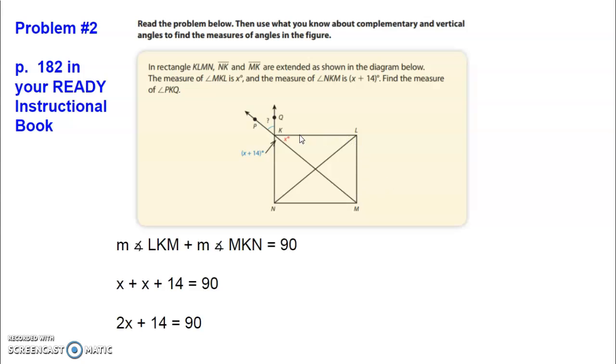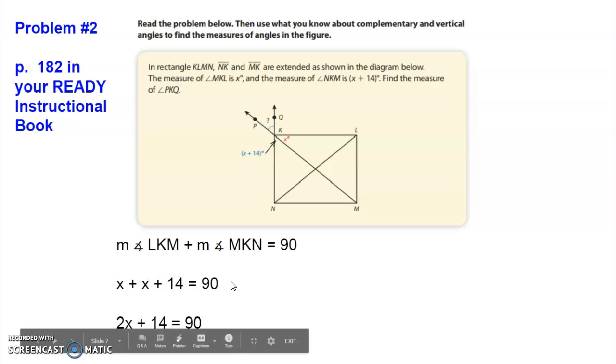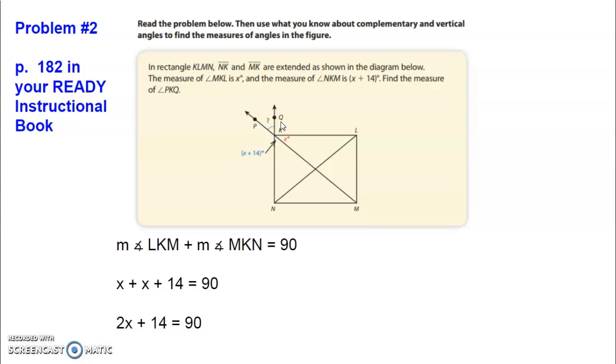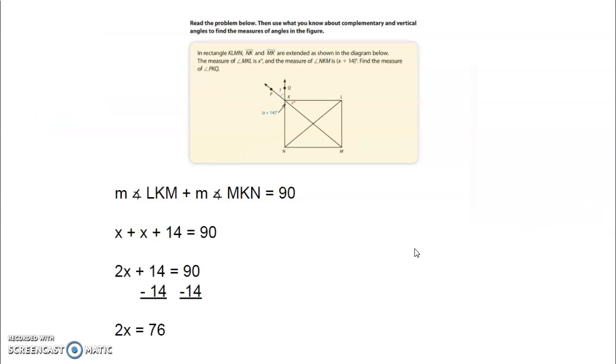If you look down at the bottom, I know then that the measure of LKM plus the measure of MKN is equal to 90 degrees, which means angle x plus angle x plus 14 must equal 90. So what I'm going to do is solve for x, because here's what I'm looking for. PKQ, well, I know that is vertical to this one here, which is x plus 14. So I know that PKQ must also be x plus 14. So I need to figure out what that x is. Okay, already well on my way because I've already combined like terms.